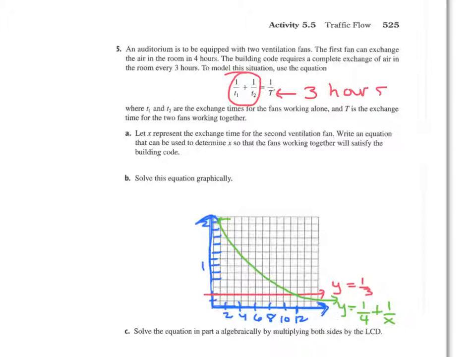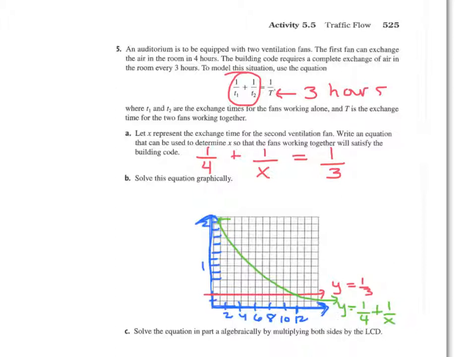So we just have different information here. We know that the first fan can do it in 4 hours alone. We know that the total time for it to be ventilated has to be 3, and then we don't know this. So it looks similar to the last one we had, except the other one had our unknown on the right hand side of the equation. This has ours on the left.